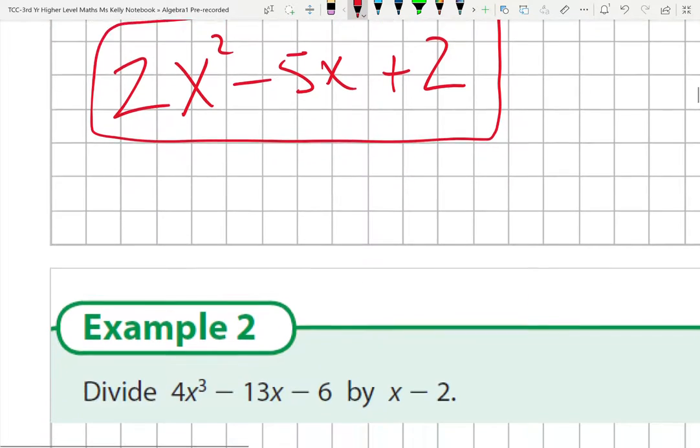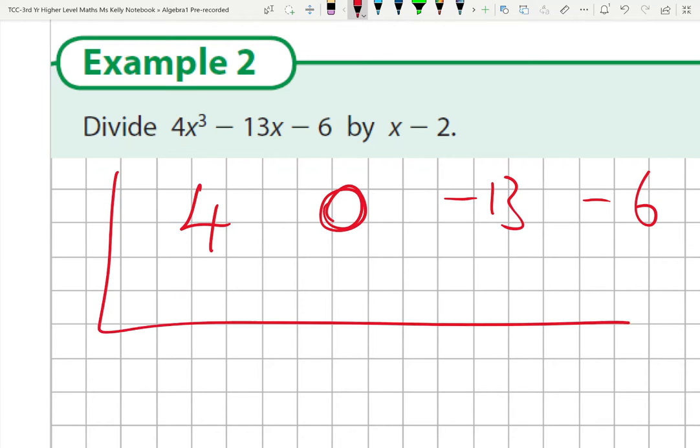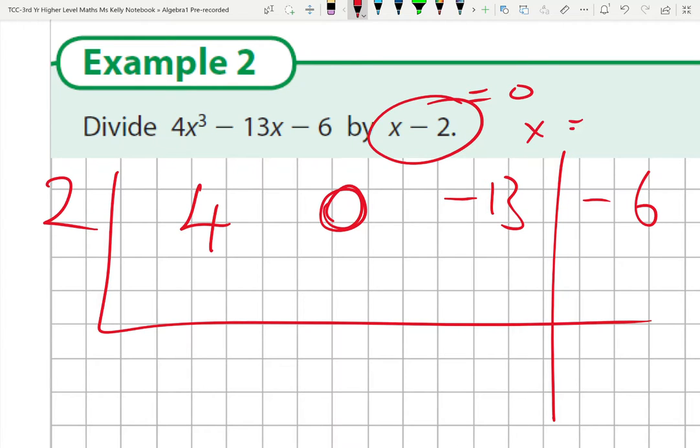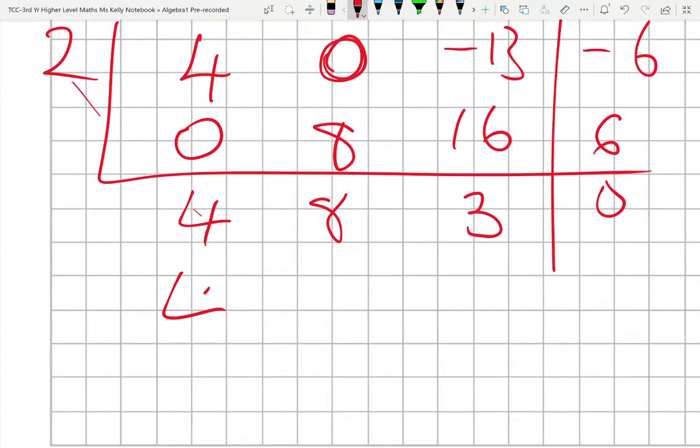Here for example, you'd want to put in a naught where the x squareds are. This would be 2, because x minus 2 equals naught has a root of x equals 2. And your final answer is 4x squared plus 8x plus 3. And I think you'll agree that was pretty quick.